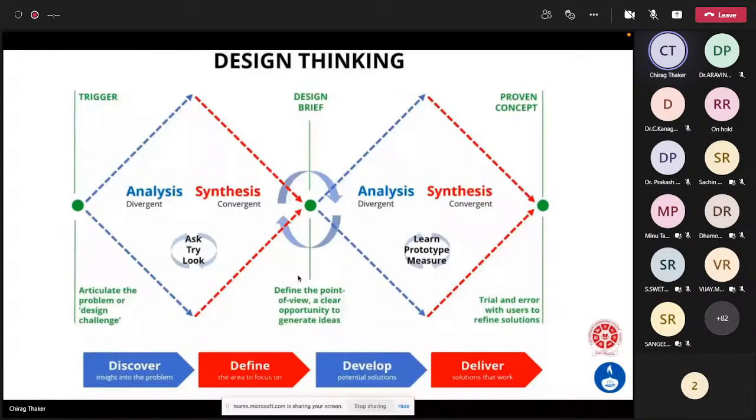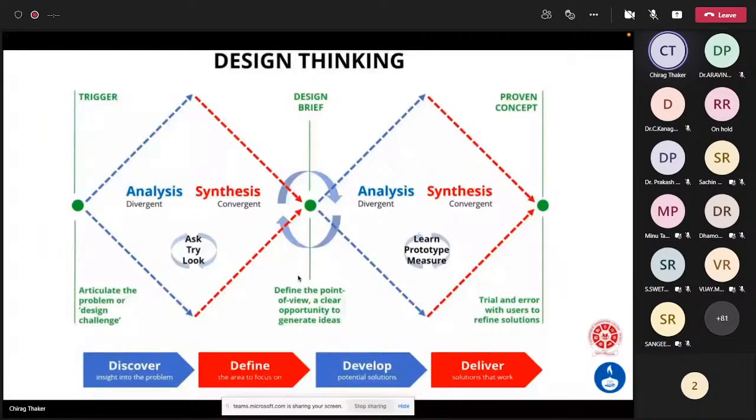So you will start with the triggering event, followed by analysis and synthesis. And during this analysis and synthesis, the first diamond process, you will carry out three major activities: ask, try, and know. And it is iterative in nature. So you will ask, you will try, and you will know. So this is going to be repetitive in nature. And after synthesis, design brief.